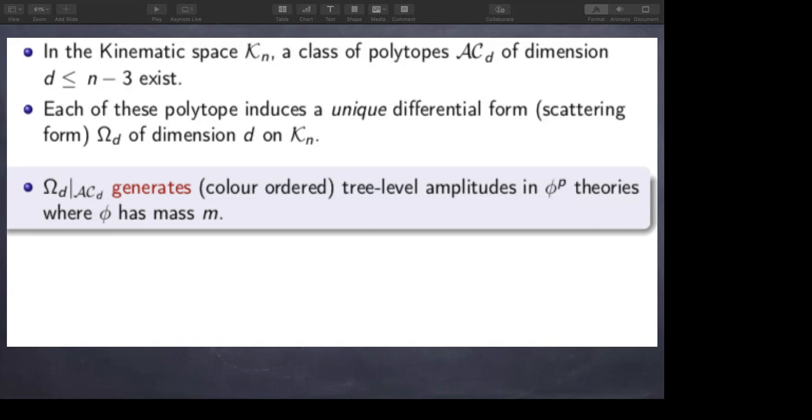Now it turns out that just with almost no structure, we will see that there is a class of polytopes. By polytope, I just mean a higher dimensional generalization of a polygon. So nothing too fancy, which we will denote as ACD, where D is the dimension. You will see what AC stands for. These are just some polytopes which live in the kinematic space.